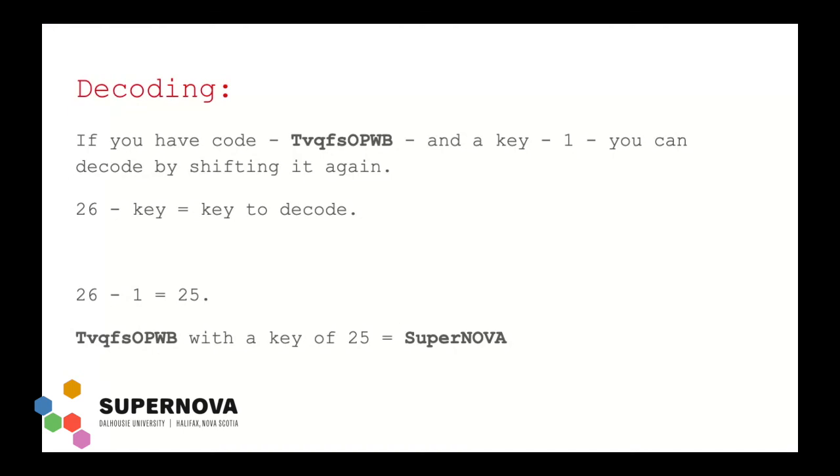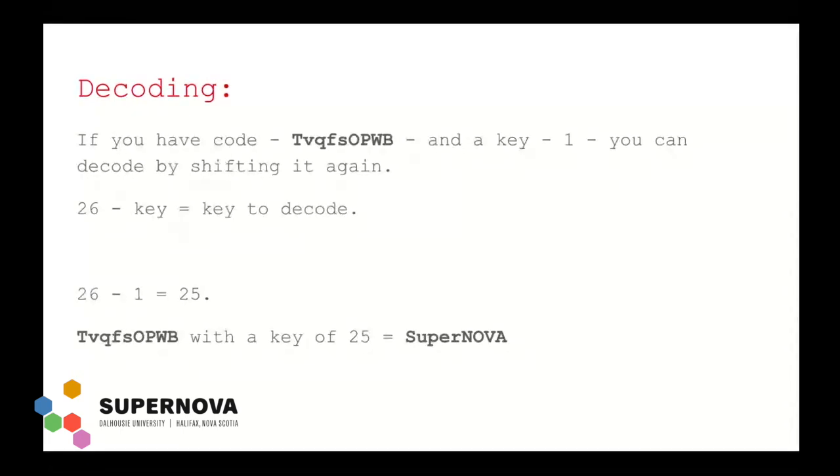So this, if I translate this, TVQFSO, blah, blah, blah, with a key of 25, it'll take me all the way back to supernova because 25 plus 1 equals 26. It's a pretty basic cipher. But we're going to be making this in Python.